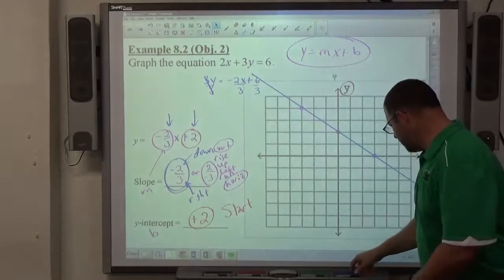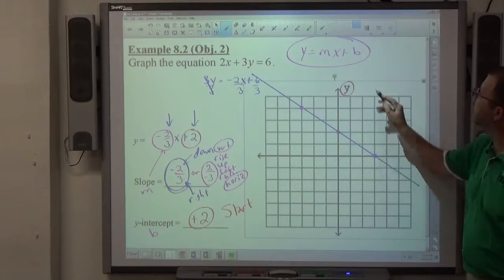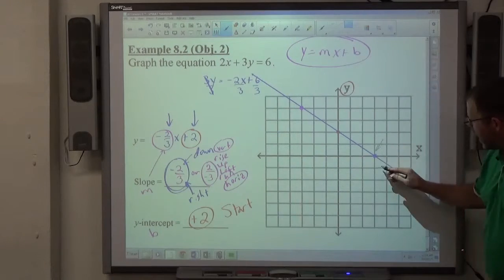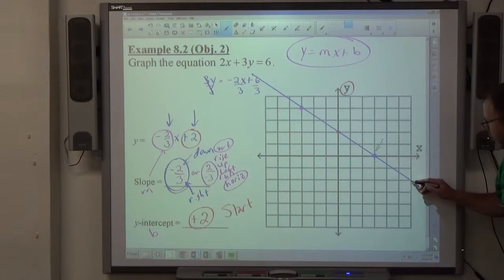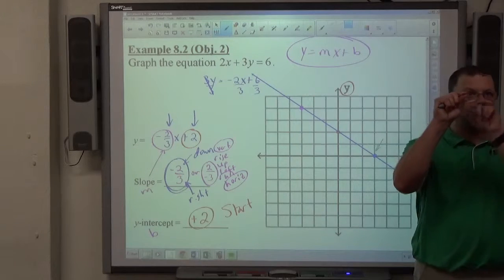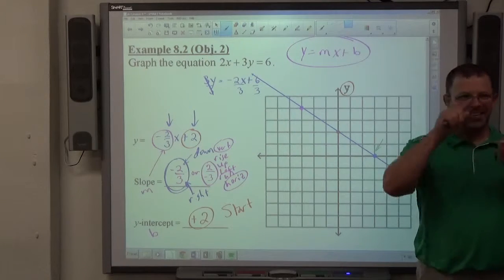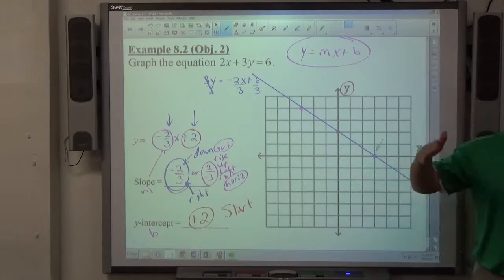And just real quick, I didn't pick this point, but watch what happens. If I'm here, right here, and I go same slope, this one right here, if I'm right here, I go down 2 and right 3, look, I'm still on the line. That's all slope is. It's saying you're on the line, here's how to get back to the line. Okay? Do this and you're back on the line again. So just follow the directions.